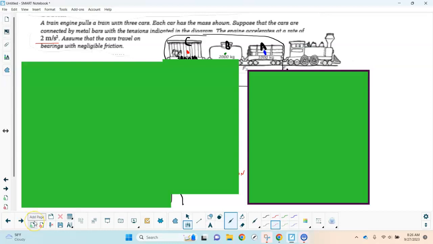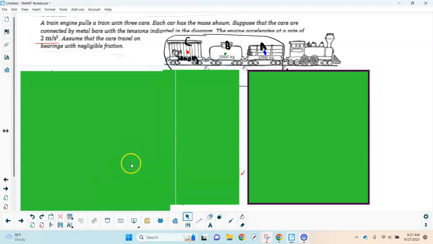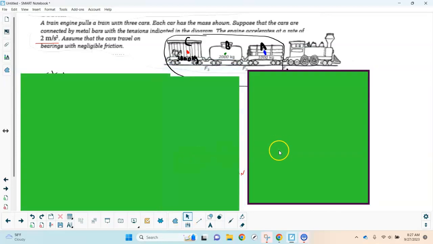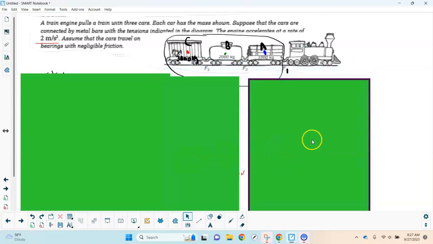Okay, so let's try one problem together and see how we're going to do. It says a train engine pulls a train with 3 cars. Each car has the mass shown. Suppose the cars are connected by metal bars with tensions indicated in the diagram. The engine accelerates at a rate of 2 meters per second squared, and we want to assume that it's all frictionless. I'll move these down so you can see the picture a little bit better. What are these forces, F2, F3, and F1?